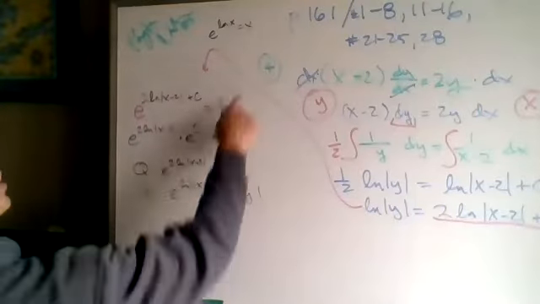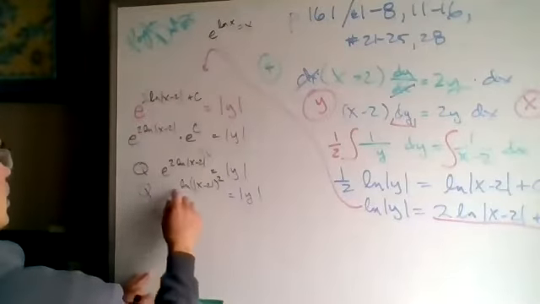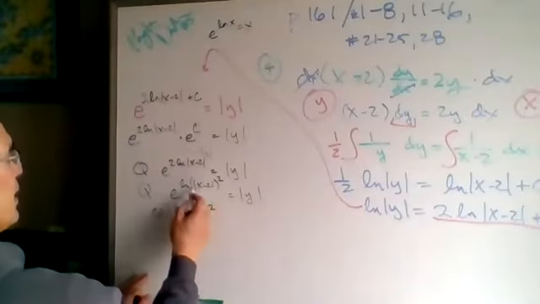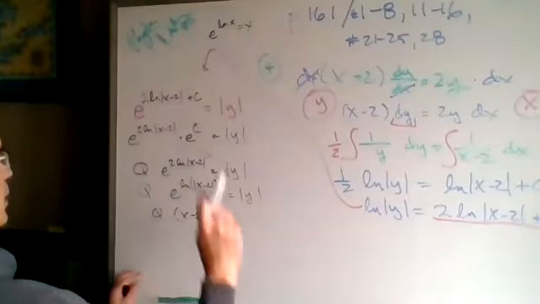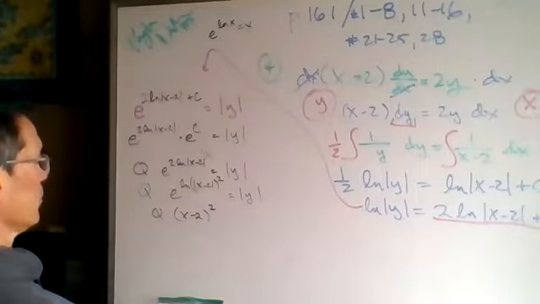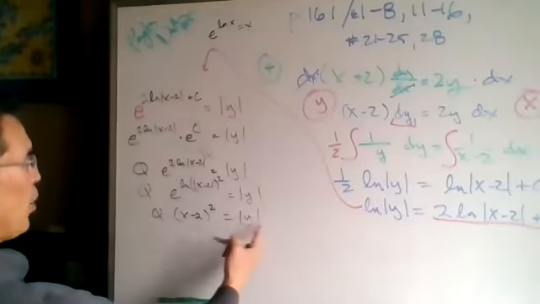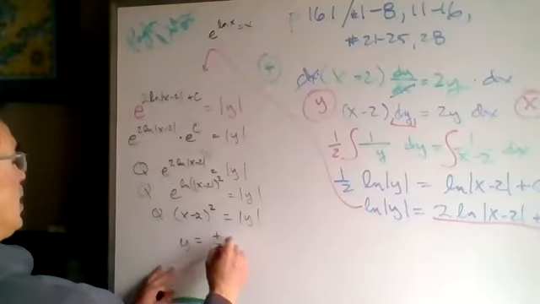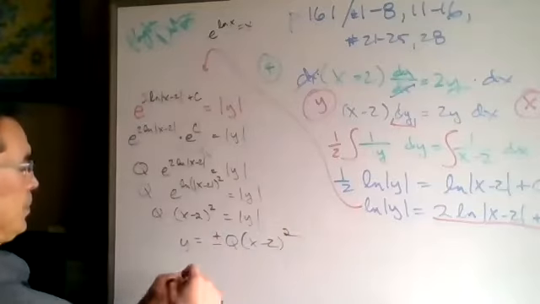So now I can use this identity right here. Q times the square of x minus 2. I can take off the absolute value because when you square it, it goes away anyway, so I'll just do that. Equals that. So now I'm at the point where I can do the plus or minus. So y is positive or negative Q times x minus 2 squared.